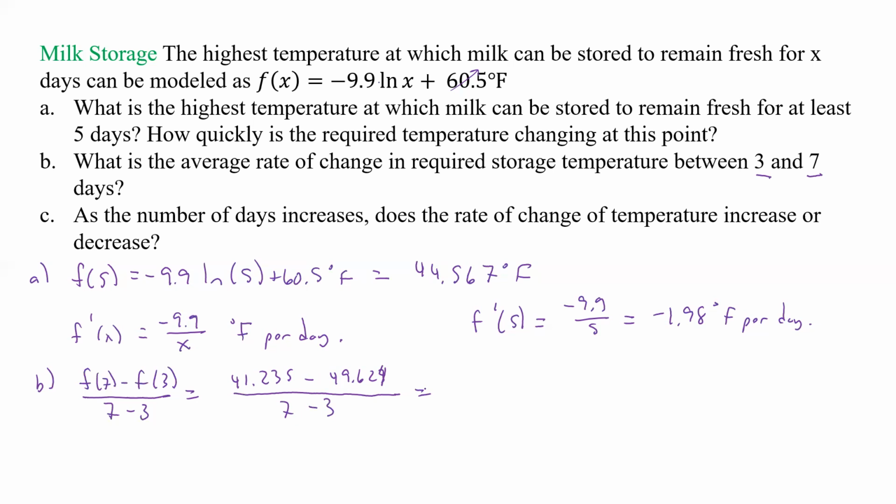Okay. Now, if we do the whole thing, I'll put in all the decimal places in my calculator. All right, so if I plug it all in, that gives me negative 2.097 degrees Fahrenheit per day. Okay.